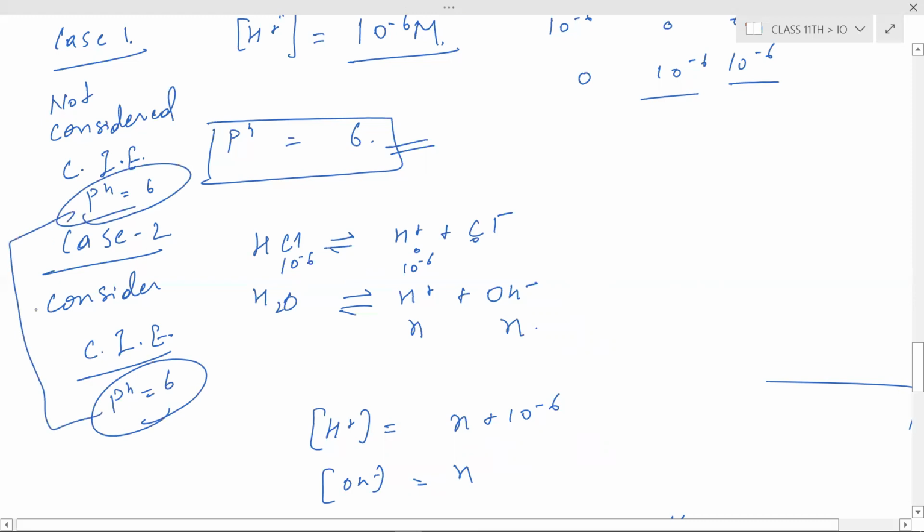Hence, we must not consider the common ion effect here. So up to 10 raised to minus 6, you can do the question normally. I hope you understood this. For 10 raised to power minus 7 molar, we will do this in the next lecture.